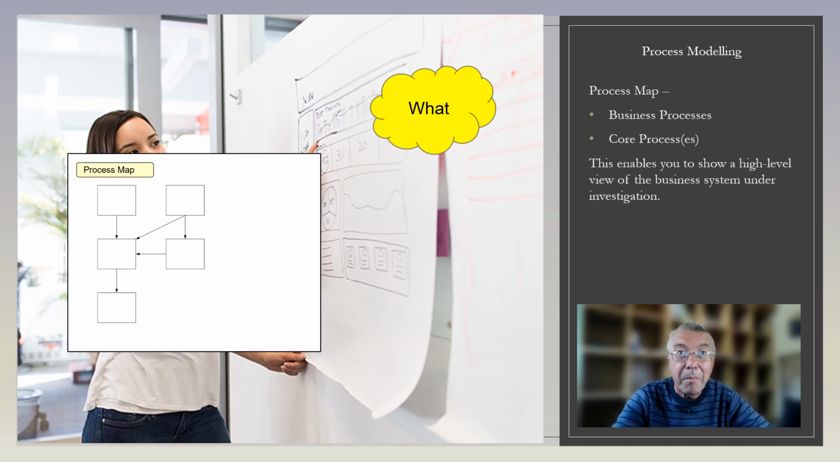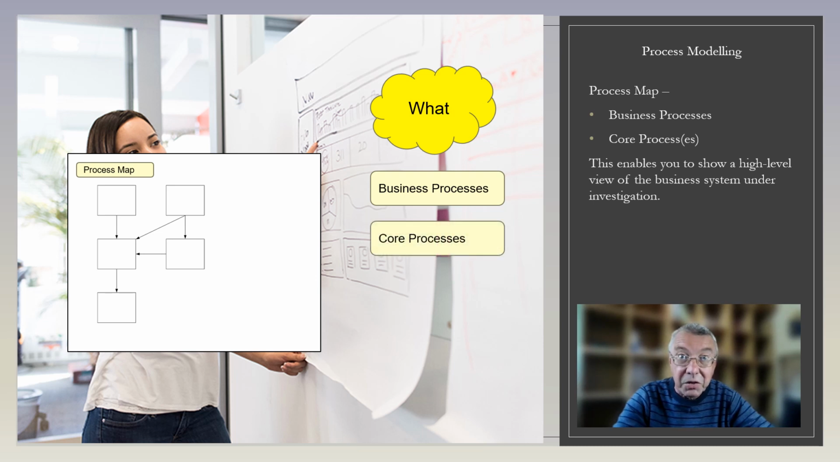A process map is a diagram that allows you to model a business organization or business system at a relatively high level, showing the key business processes and any core processes that are at the heart of what the business does. I'll be illustrating that by working through a case study example.